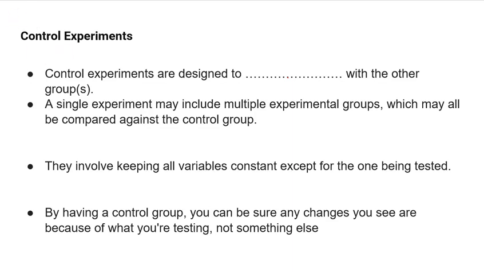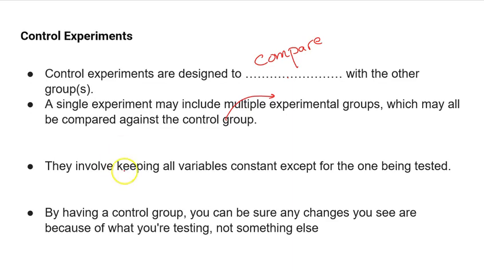The control experiments are designed to compare with the other groups. A single experiment may include just one experimental group or multiple experimental groups, and we are going to compare the result coming from the control group to the experimental group or vice versa. So it's always for comparing with the effect of the independent variable which we are testing in our experimental groups.